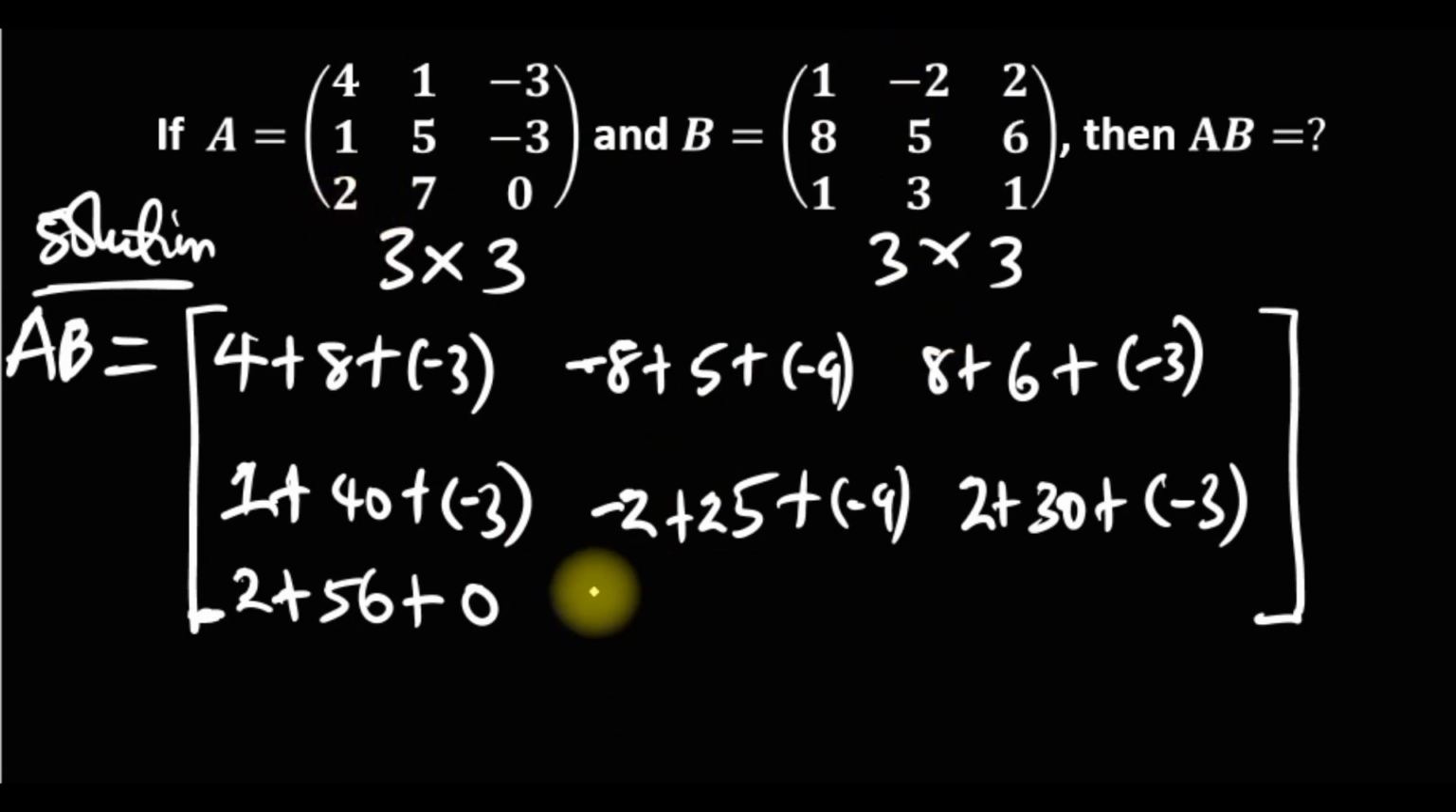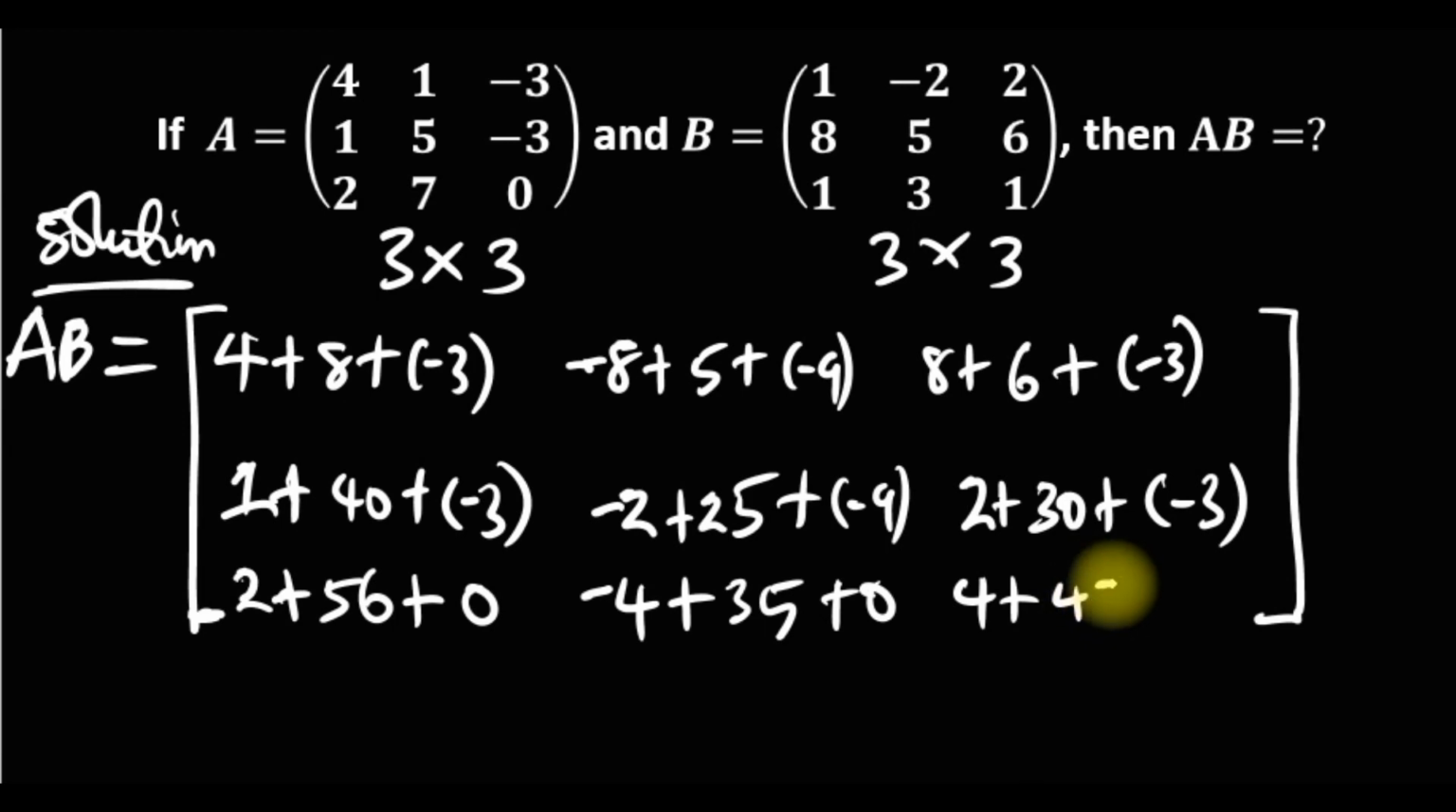2 times minus 2 is minus 4. 7 times 5 is 35. 0 times 3 is 0. So the final column: 2 times 2 is 4. 7 times 6 is 42. 0 times 1 is 0. So we have that.